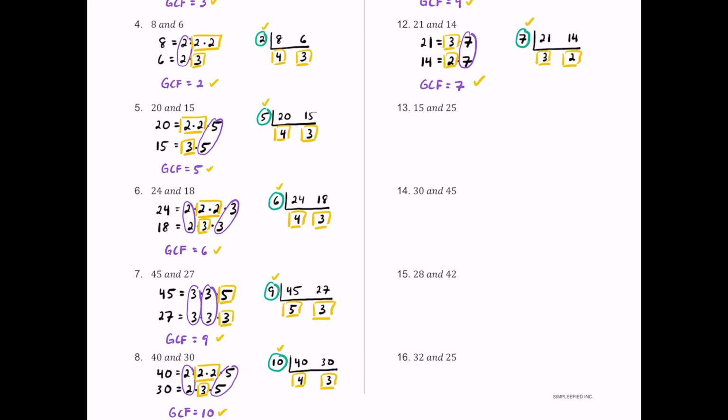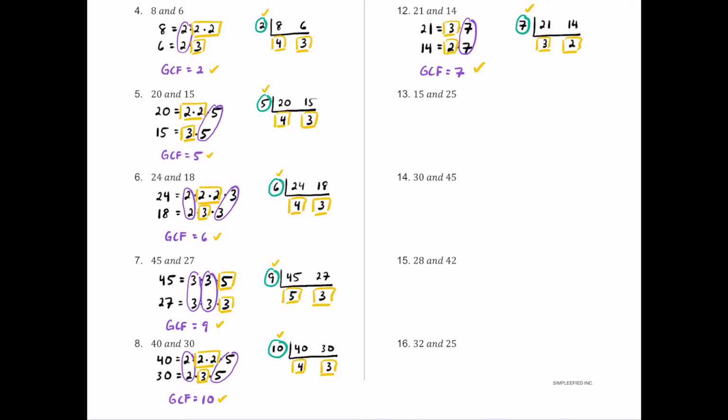For 13, let's see what we got here. We have 15 and 25. So for 15, that just breaks into 3 times 5. And then for 25, let's break that into 5 times 5. All right. What do they have in common? They just have these 5s in common. That's it. And so we can go ahead and say the GCF is going to be 5.